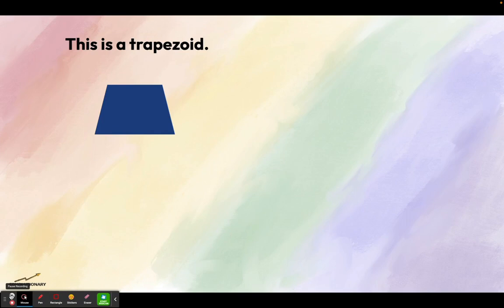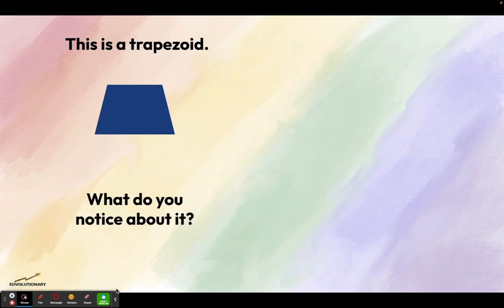This is a trapezoid. What do you notice about it? And then, just like you did back all the way in, I think, week 2, have students talk about it. What do you notice about it? Some might say it's blue. They might name non-defining attributes. And you'll bring their attention around to say, let's count the sides. 1, 2, 3, 4. Okay, so it has 4 sides.